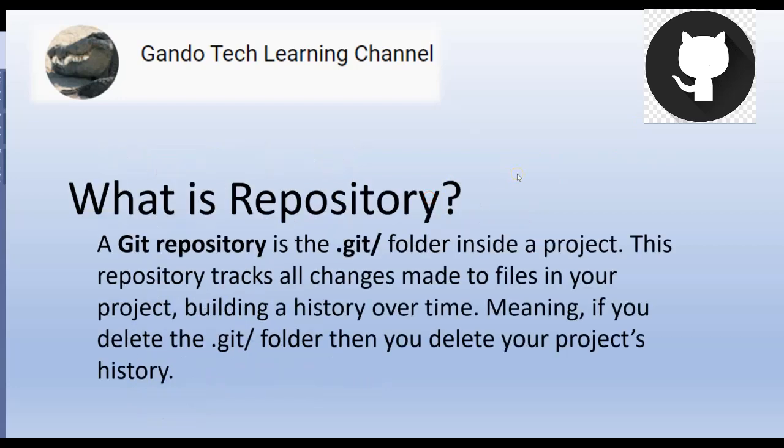The main concept of having a Git account is the repository. A repository is like a folder for each project, and it tracks all changes made to the files in your project, building a history over time. So whenever you make any changes on your code and you push and upload it to the repository, it will keep track of your changes.